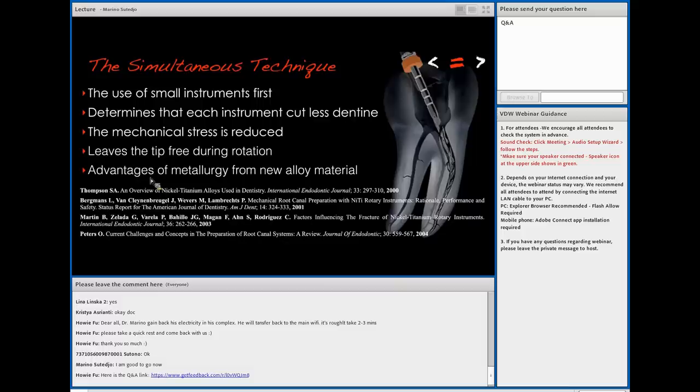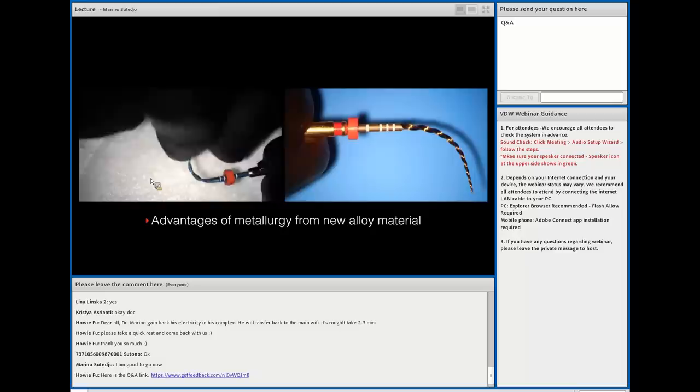So, nowadays, we know about the simultaneous technique. What it means is we don't need to use a larger number of files to create a smooth transition of the taper shapings. We can use our small instruments first, but at the same time, we can create enough room to remove coronal interferences to allow bigger instruments to advance into the apical area. Because with the smaller files, we can leave the tip free during rotations without any interference at the coronal part.